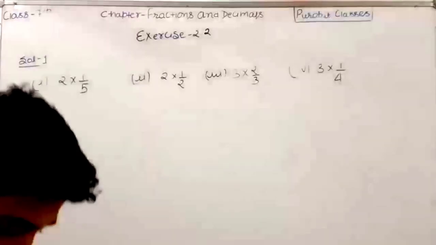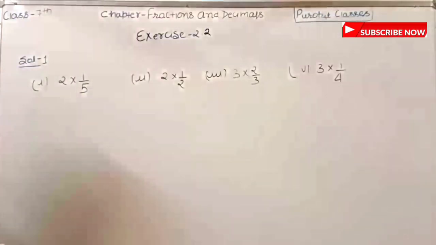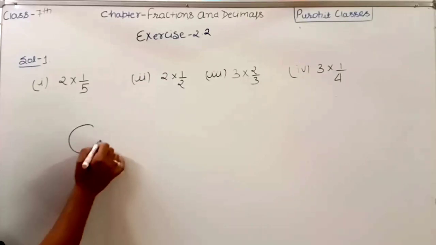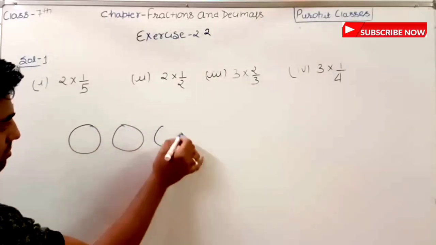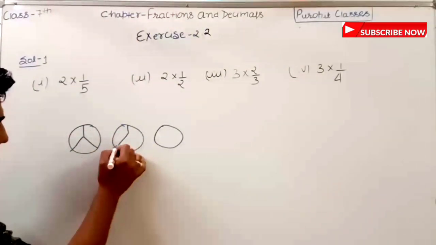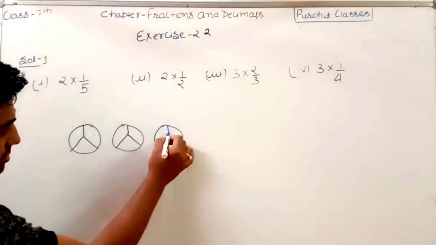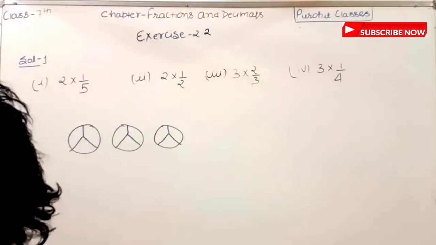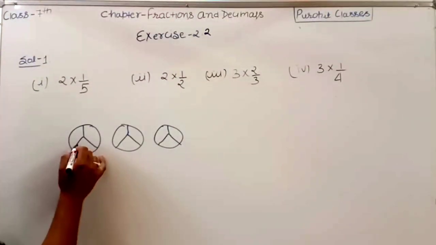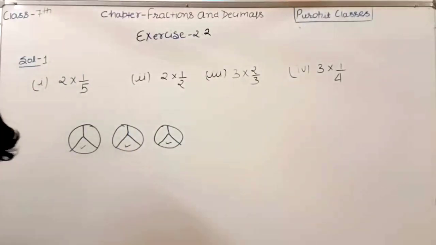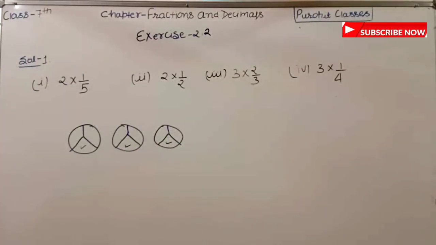So let's see. First, drawing A has 3 circles. These 3 circles are divided into 3 equal parts, and two parts are shaded, or we can say one part is unshaded. Here I am showing the unshaded parts. Let's see what the question wants to ask.